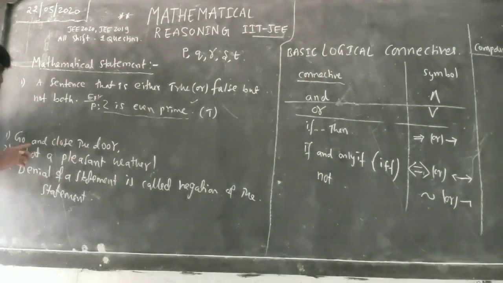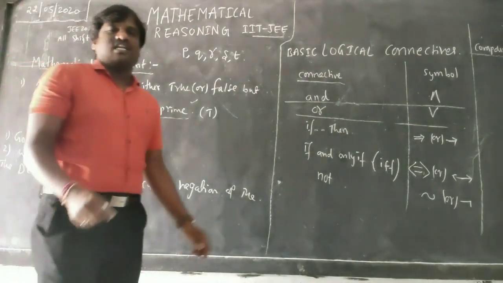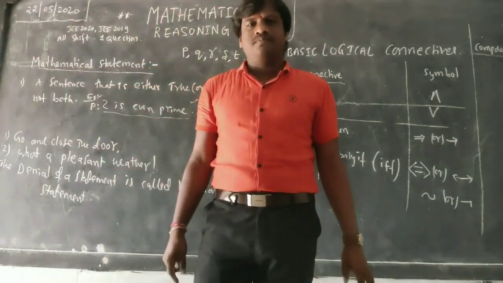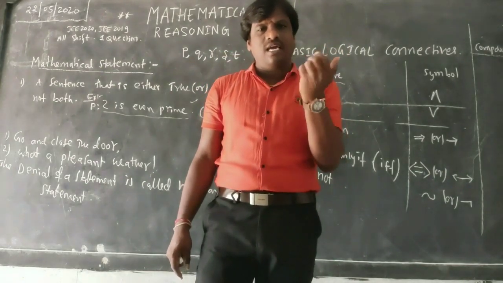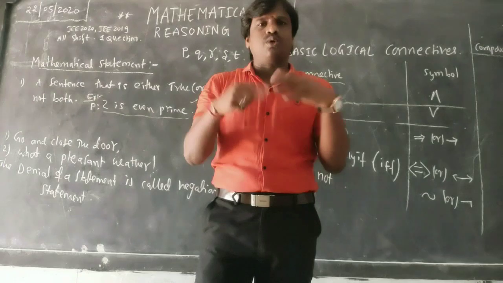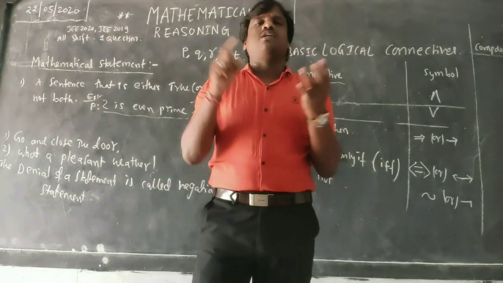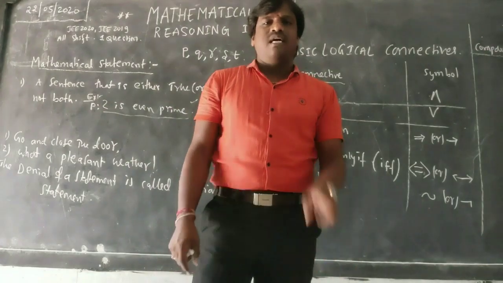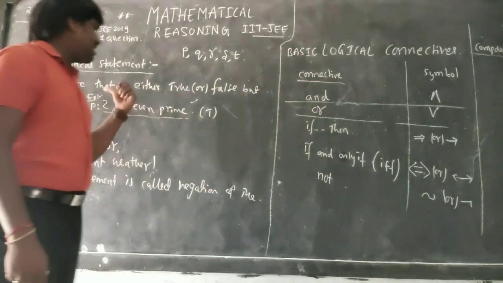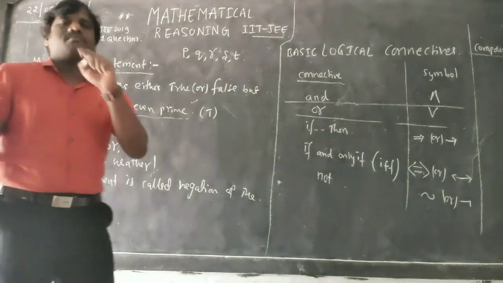Let us see here, "Go and close the door." I said now, go and close the door. So can you say whether this sentence is true or false? You cannot say it is true or false. So that sentence is not a mathematical statement. We cannot say it is either true or false. They are not mathematical statements.